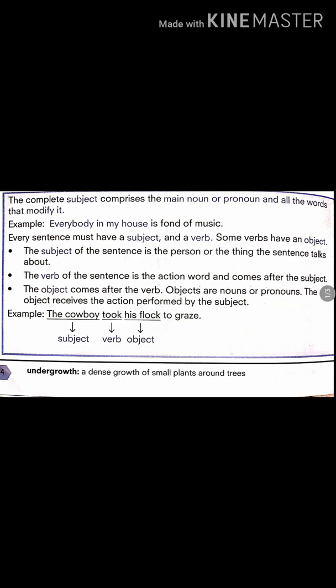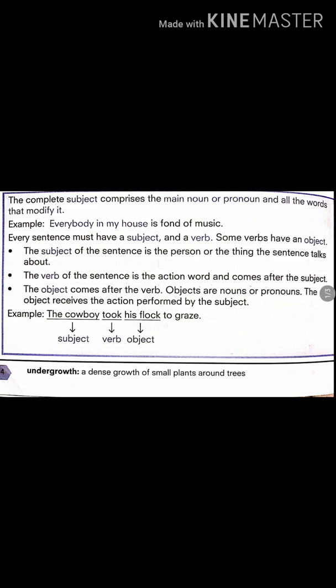Objects are nouns or pronouns. So what is an object? As a definition we have seen, the object is that thing which receives the action in a sentence. It can be a noun or it can be a pronoun. So the object receives the action performed by the subject.